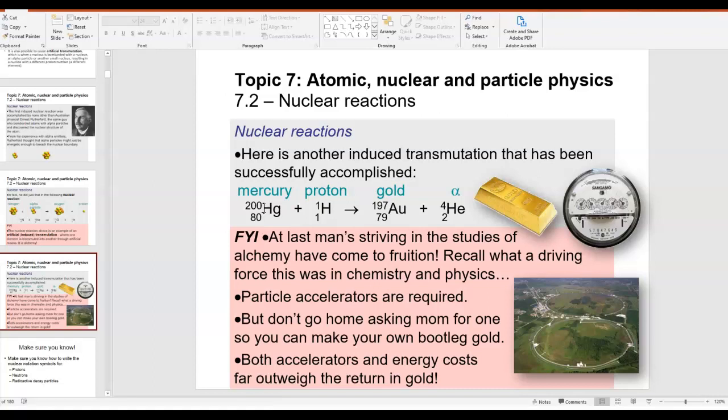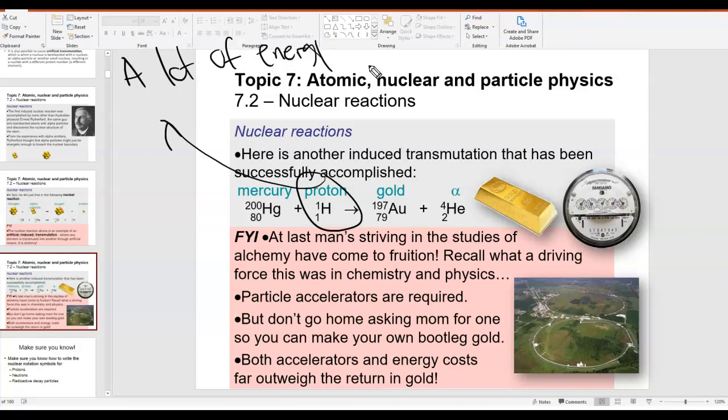That's awesome. Now, the issue with that is in order for this reaction to happen, not only do you have to hit the mercury nucleus with the proton, but this proton has to have a lot of energy. And in order to get protons that have that much energy, you have to use a particle accelerator. And in order to power that particle accelerator, it takes a lot of money to produce the electricity to run it, and the gold that you get out doesn't make it worth it.